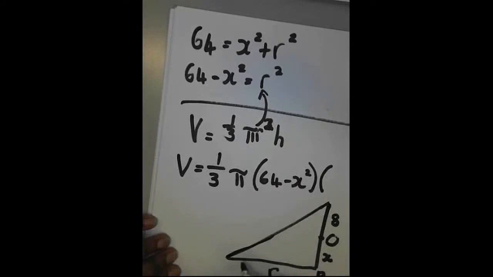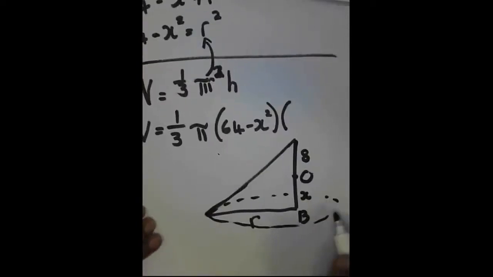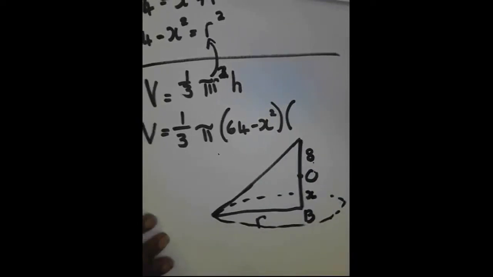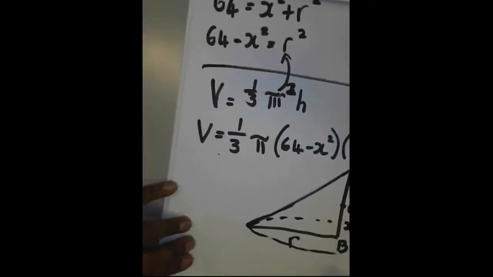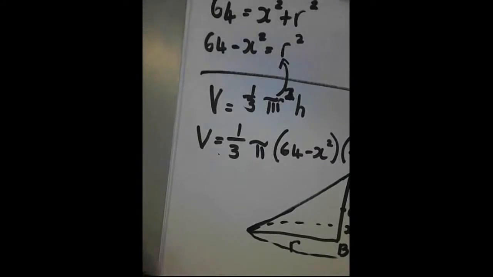If I look at my cone very carefully, and I'm just looking at half the cone right now, the height of the cone must be 8 plus x. That's where I get it from. So 8 plus x is the height of my cone. Okay? So there we've got all the things we need.